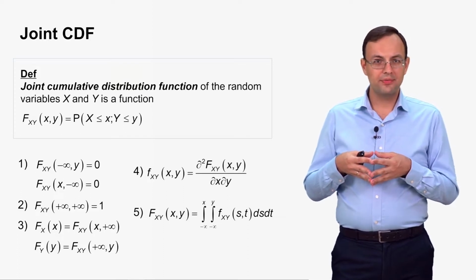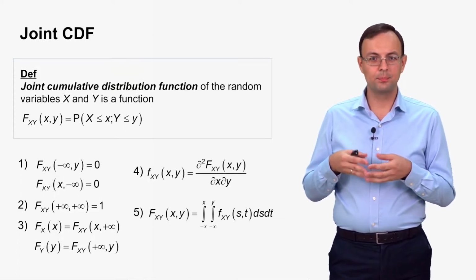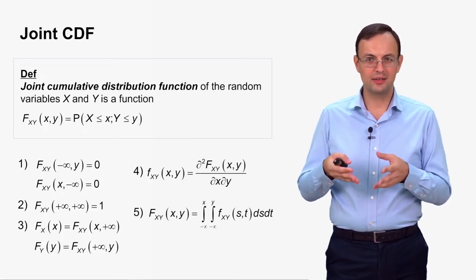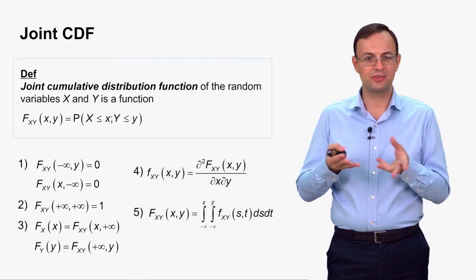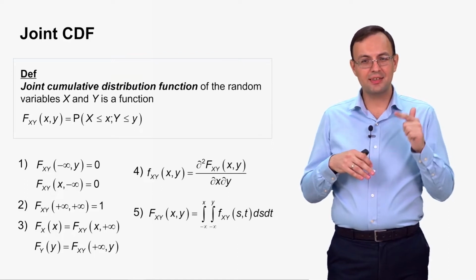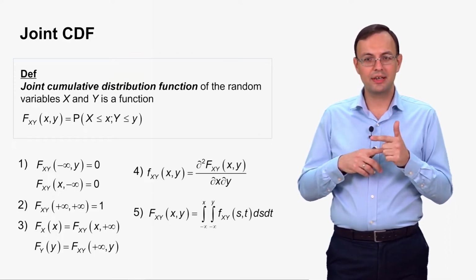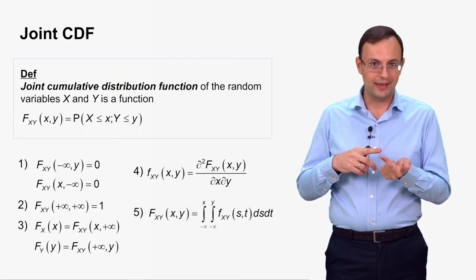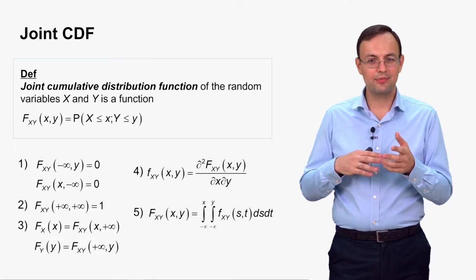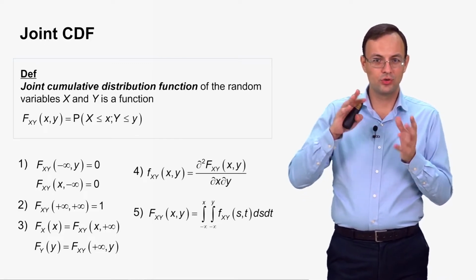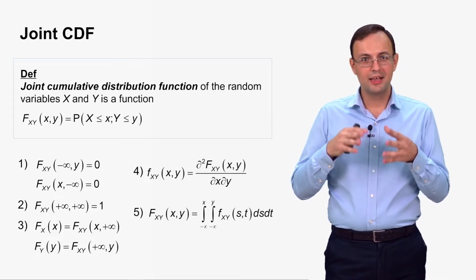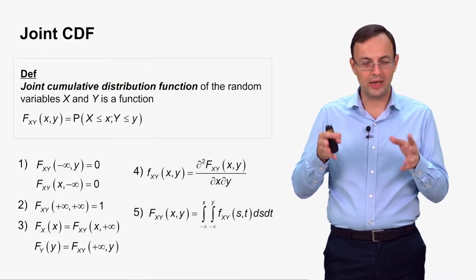Then, if we substitute plus infinities for both x and y, we'll get 1, because with probability 1, x and y will take some values that are less or equal than plus infinity. Then, if we substitute plus infinity for either x or y, we will get marginal CDFs. So marginal CDF of x is joint CDF of x, plus infinity. Marginal CDF of y is joint CDF of plus infinity, y.